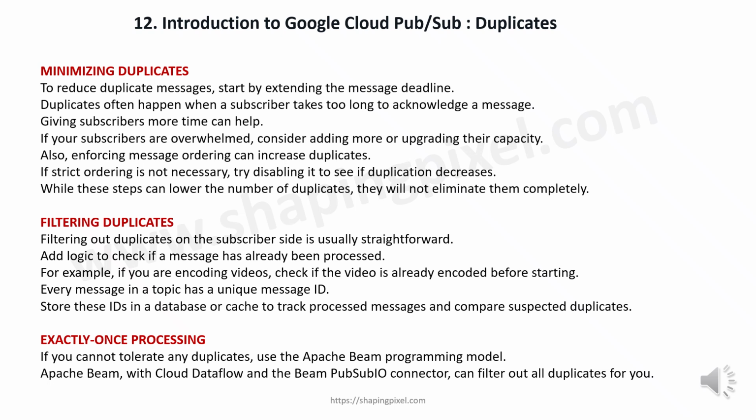If you cannot tolerate any duplicates, use the Apache Beam programming model. Apache Beam with Cloud Dataflow and the Beam PubSub I/O connector can filter out all duplicates for you. Cloud PubSub guarantees at least once delivery. For exactly once delivery, you'll need extra logic or tools.